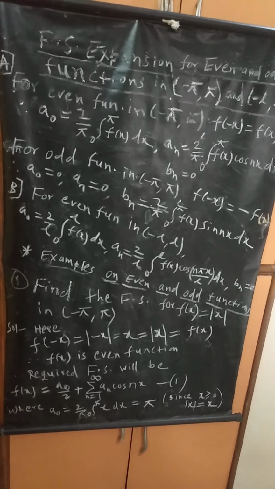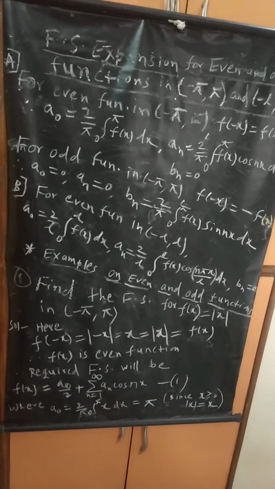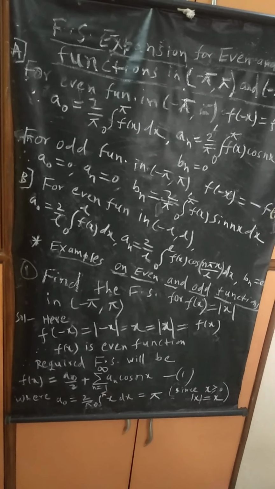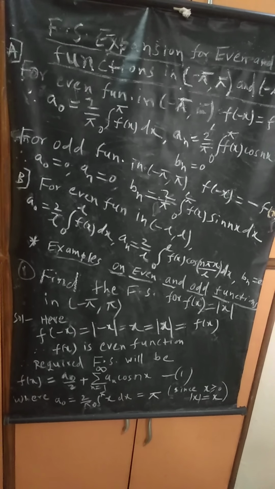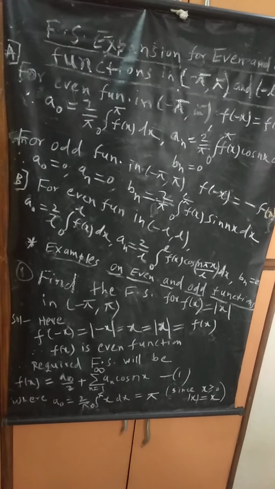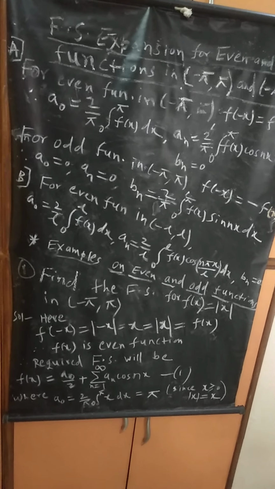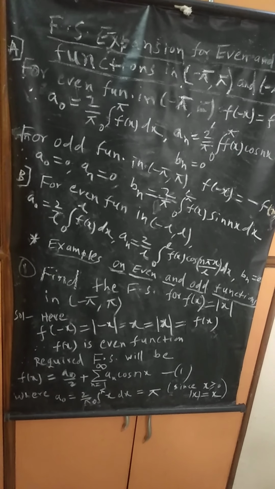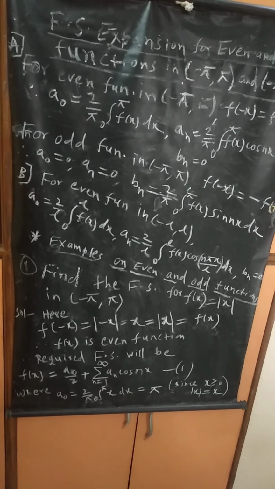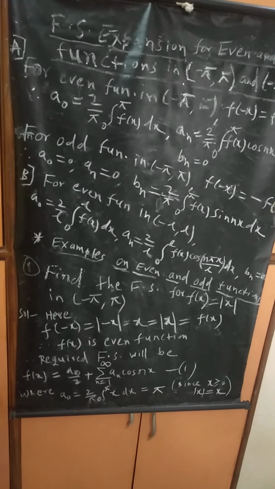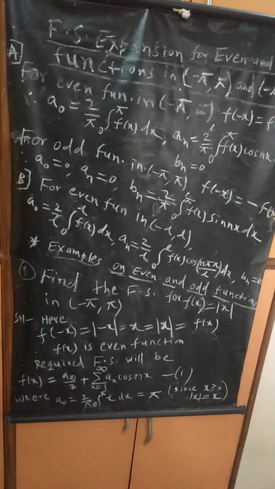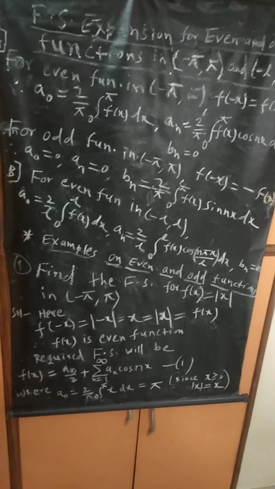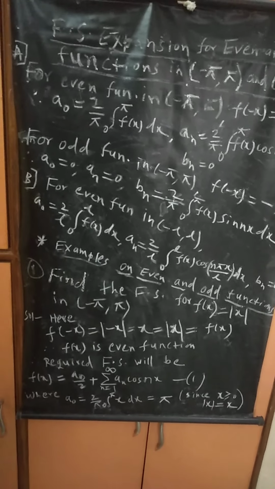And for an odd function, that is not mentioned here because of the limited space, but what will that be? For an odd function in minus L to L, exactly as above, a0 and an will be 0 and only bn remains, and the value of bn is 2 upon L integral 0 to L f(x) sin of n pi x divided by L dx. We will see the examples on this particular article, that is, examples on even and odd functions.